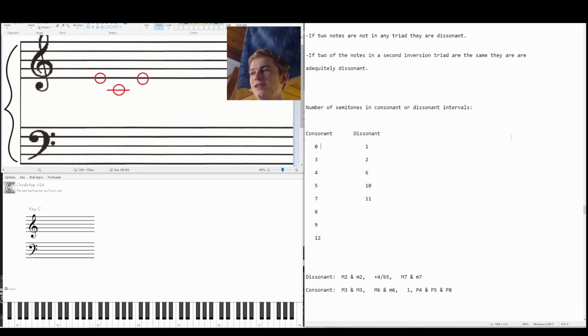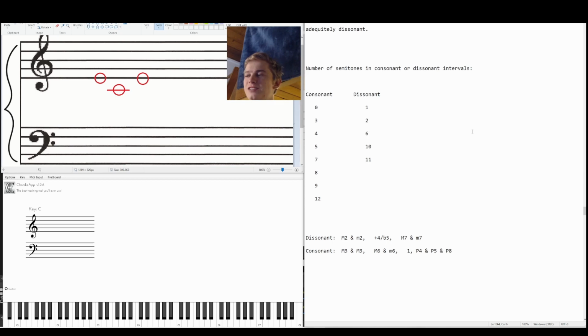Now we look at dissonant. We're looking at the semitones again. We have 1, which becomes our minor second. Our 2 is our major second. Next we go to 6 semitones, which takes us to that augmented fourth, which is also known as the diminished fifth, which they're calling a tritone here. Then we go up to 10 semitones, which takes us to a minor seventh. And then we go up to 11 semitones, which is a major seventh.